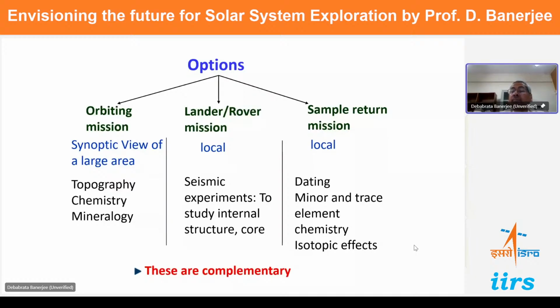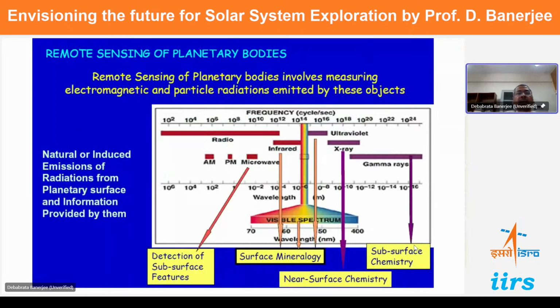So all these features, and that water on Moon and Mars, are extremely important themes at the moment. Sample return missions include dating. Once you get the samples back from the object, can you pursue dating? Minor and trace element chemistry and isotopic effects can be studied as well, and these are all complementary. Now, how do you perform all these studies?